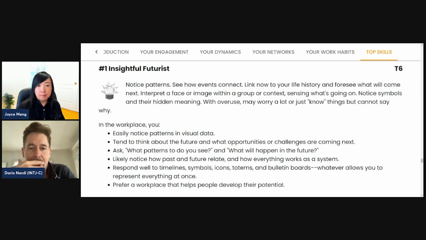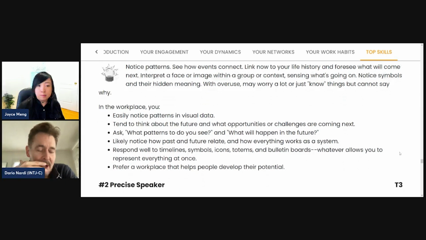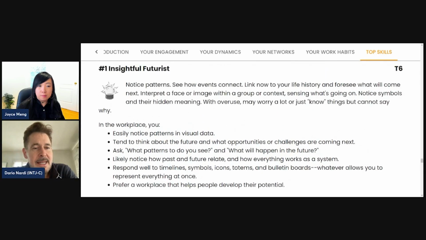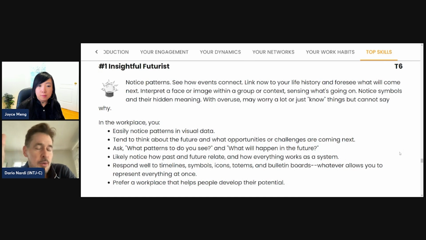Sounds a lot like Ni. Not connected really well to any verbal regions usually. So in the workplace, it's giving, in this case, it has some advice mixed in. So, easily notice patterns in visual data. Okay, so are you working with visual data?